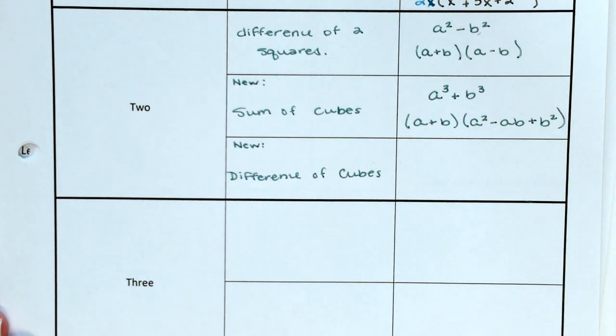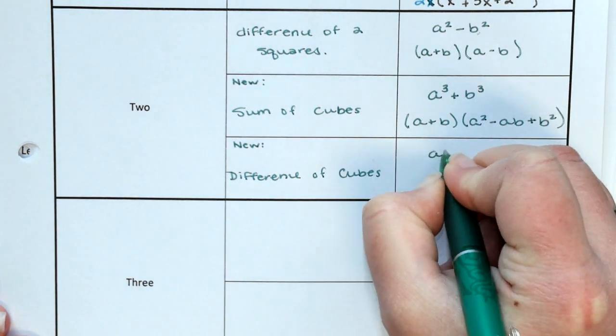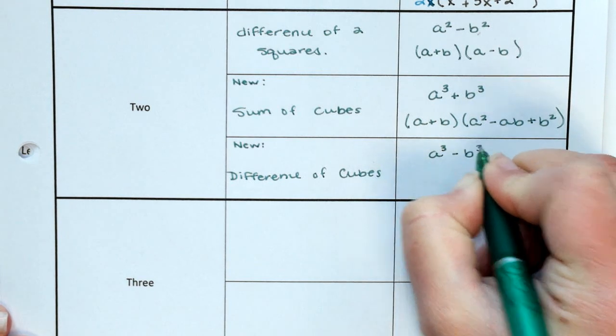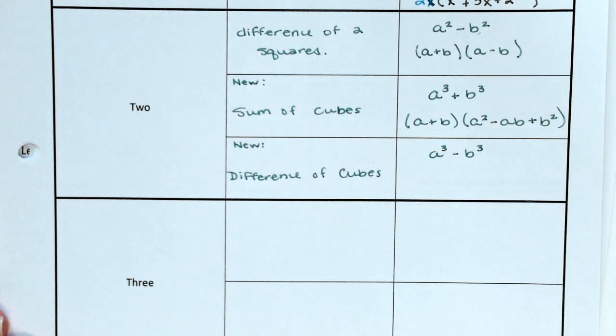Now, I'm not going to go into too much detail with this right now because we have some examples that we're going to do on the back once we get through the front side, and we'll use these on the back. The difference of cubes will be if you have two cubic numbers and you are subtracting them. Cubic numbers are like 2 cubed is 8, right? What's 4 cubed?